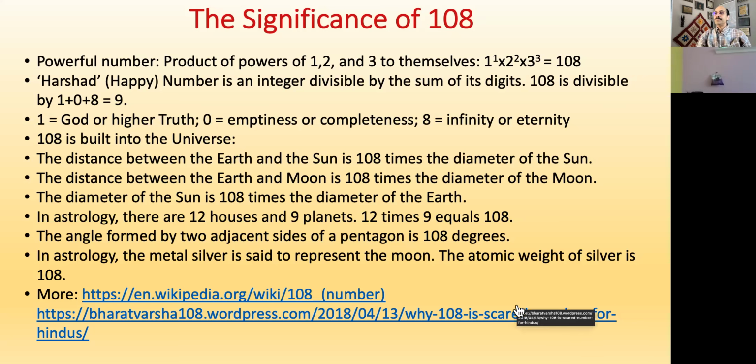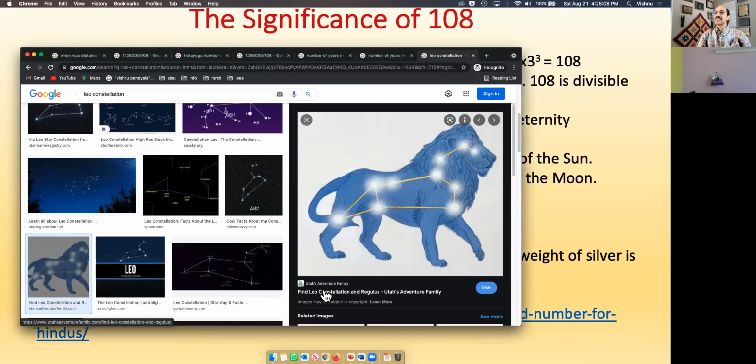And in astrology, the metal silver is said to represent the Moon, and the atomic weight of silver is 108. See, it's all connected. Everything is connected to 108. You can look at more on this page, actually.